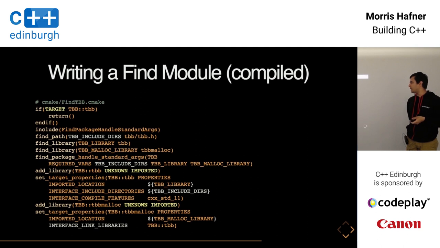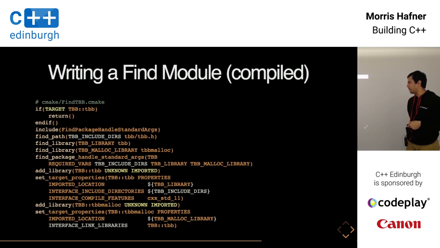If you have a compiled library, in this case the Intel Threading Building Blocks, it pretty much looks the same. So I look for my target. If it already exists, do nothing. Include find_package_handle_standard_args. I look for my path. What's new here is I look for the library called tbb. So the file is called libtbb.so on my system. In Windows, it's probably called tbb.dll or .lib. It also has a second library called tbb_malloc, so I also look for this. And then I call find_package_handle_standard_args with those three variables I'm looking for.